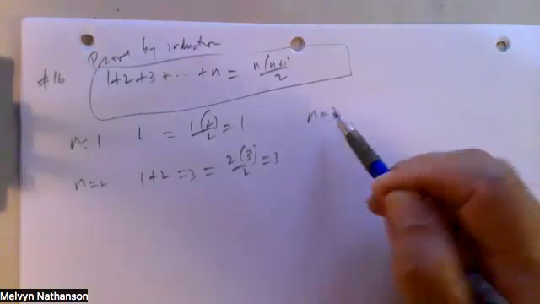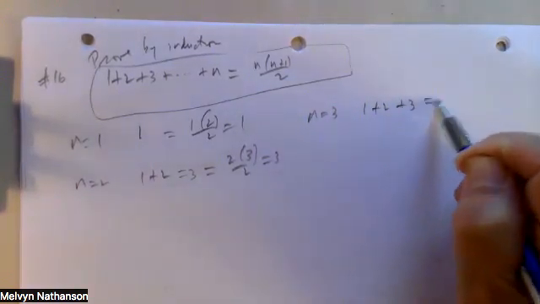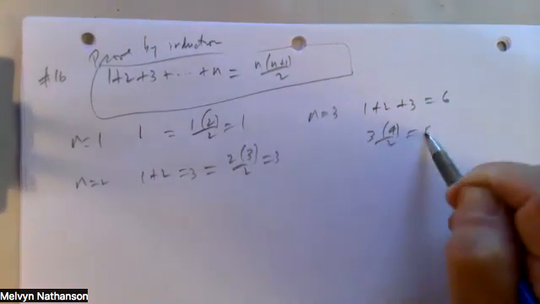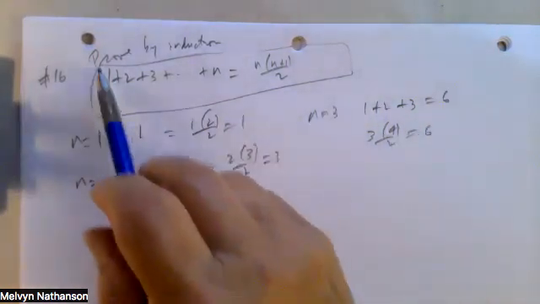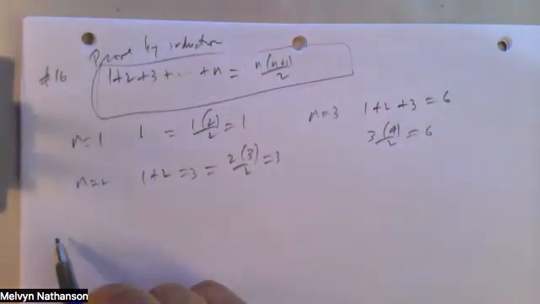You take n equal 3 just to make sure everything is correct. 1 plus 2 plus 3 is 6. 3 times 4 over 2 is 6. It works. And then you have to prove by induction that this is true for all n.